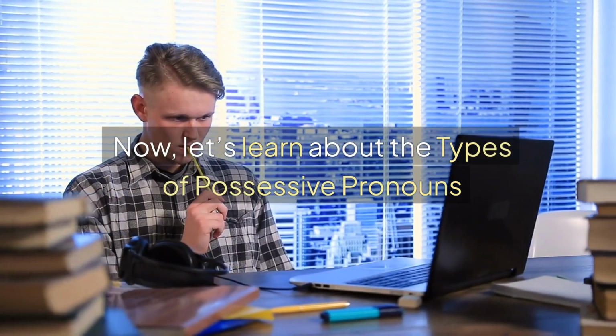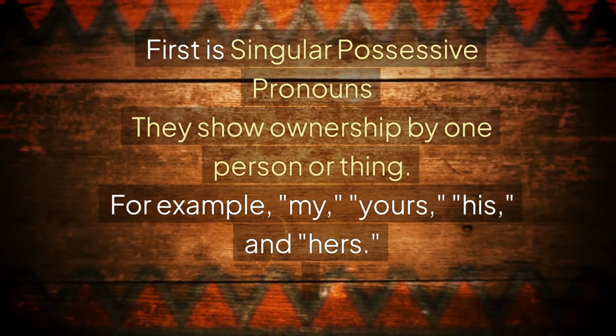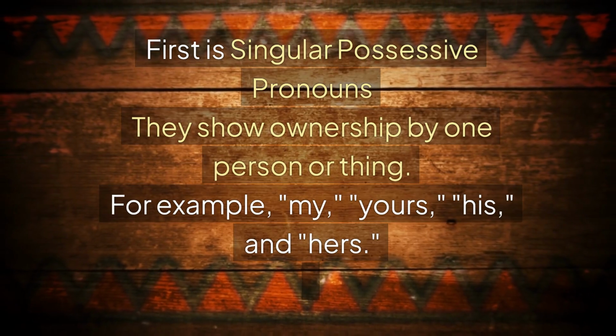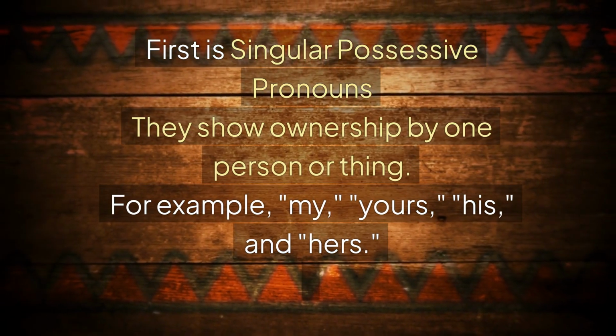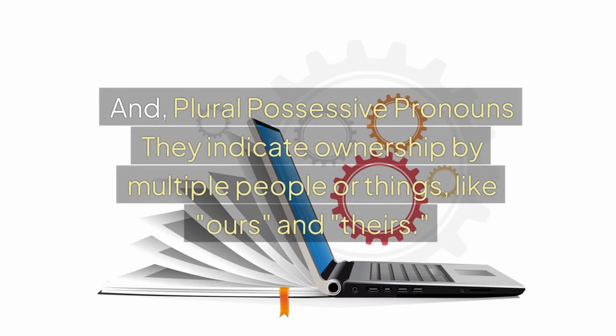Now, let's learn about the types of possessive pronouns. First is singular possessive pronouns. They show ownership by one person or thing. For example, my, yours, his, and hers. And plural possessive pronouns. They indicate ownership by multiple people or things, like ours and theirs.